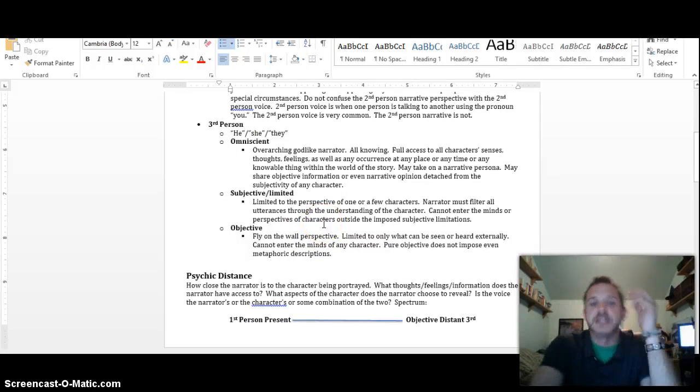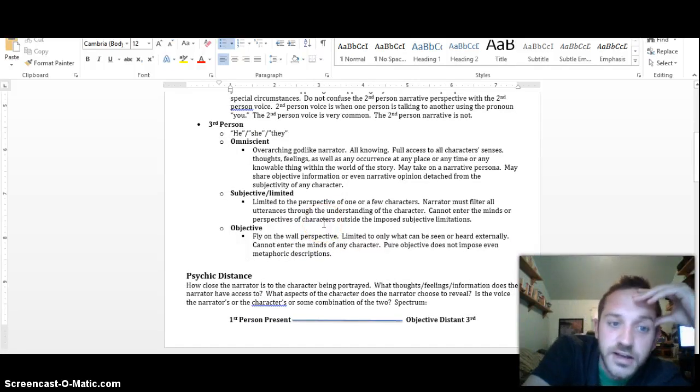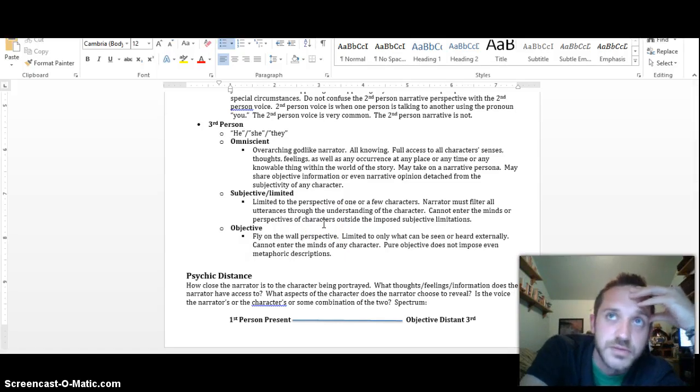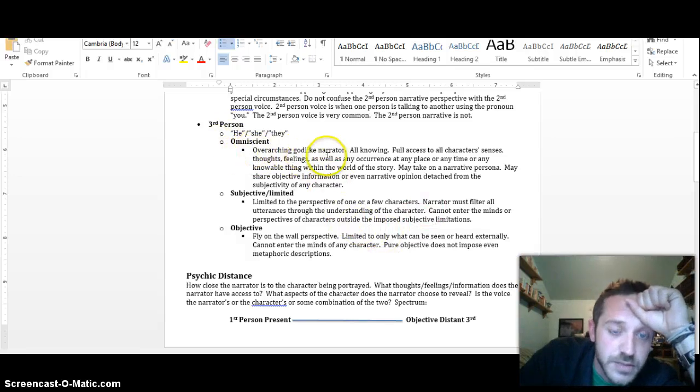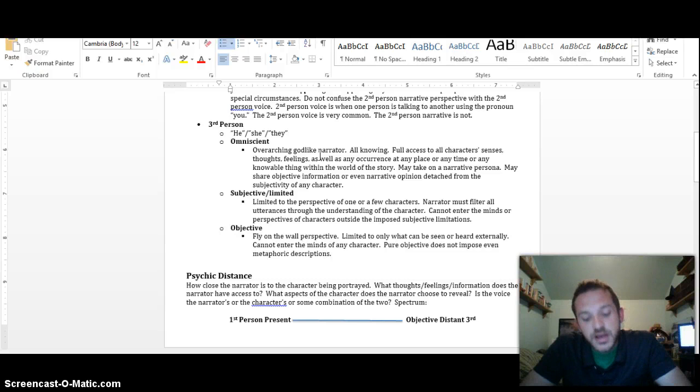All right, third person. This one has three, so it's the same as first person. But this is the one that's usually broken down and studied as three different perspectives the most. So third person omniscient is the overarching godlike narrator. A lot of contemporary fiction is written this way. This is the easiest perspective to write in because you can do anything. You can know things that the characters don't know.